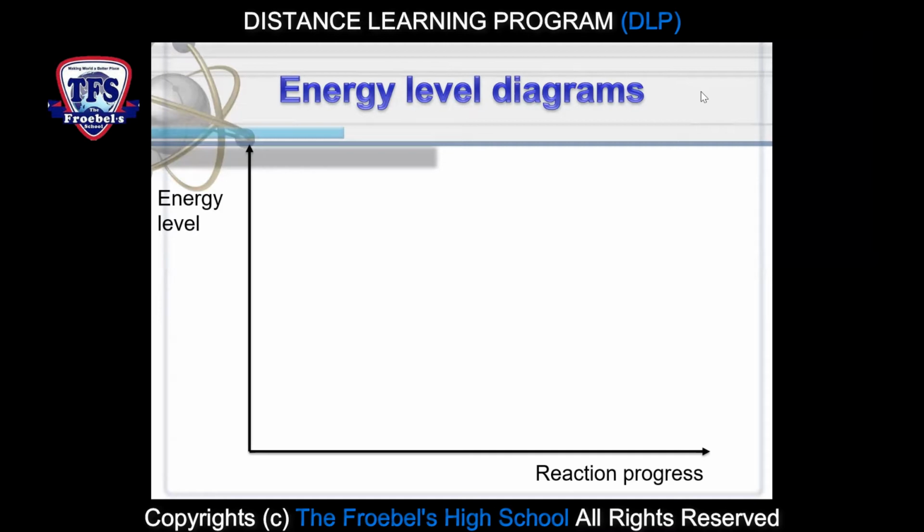Now, energy profile diagram, or it is called energy level diagram. We can draw an energy level diagram for both of the reactions, exothermic and endothermic. In an exothermic reaction, the reactants are always at high energy level. When they release energy, the products form at lower energy level, see like this. Now we can see that the reactants are at high energy level and products at the lower energy level.